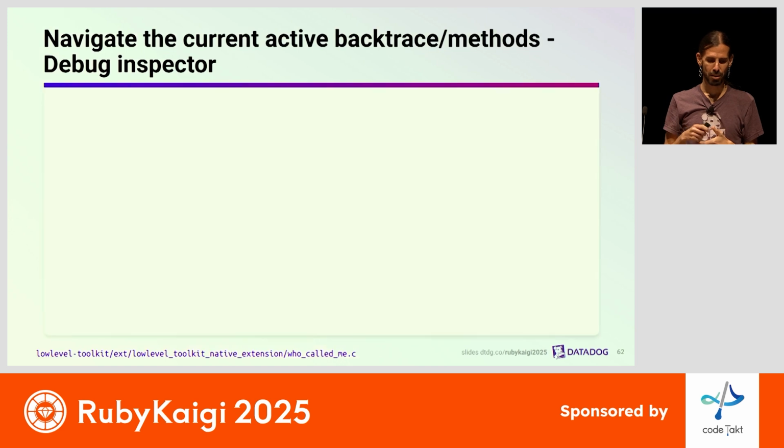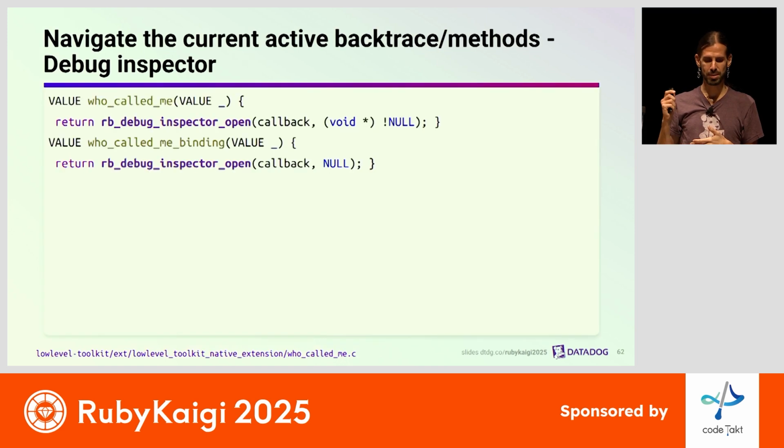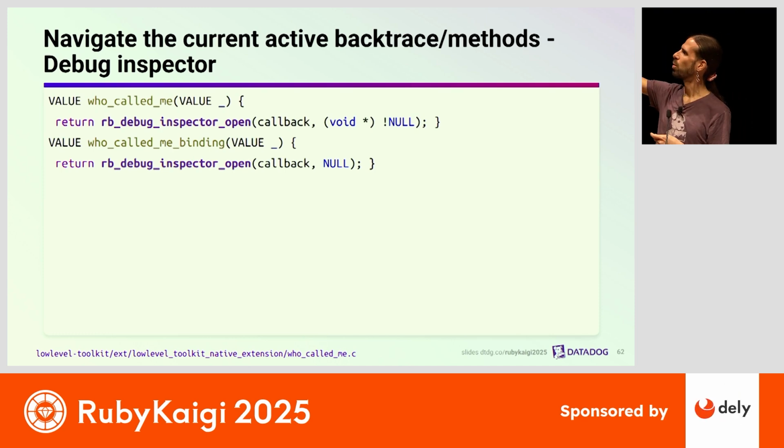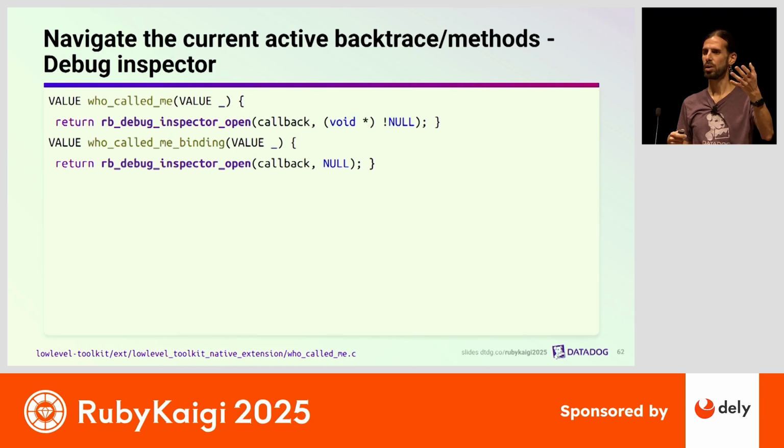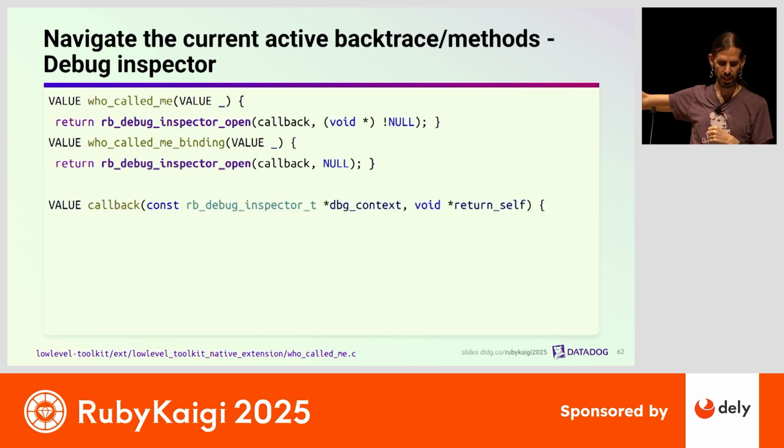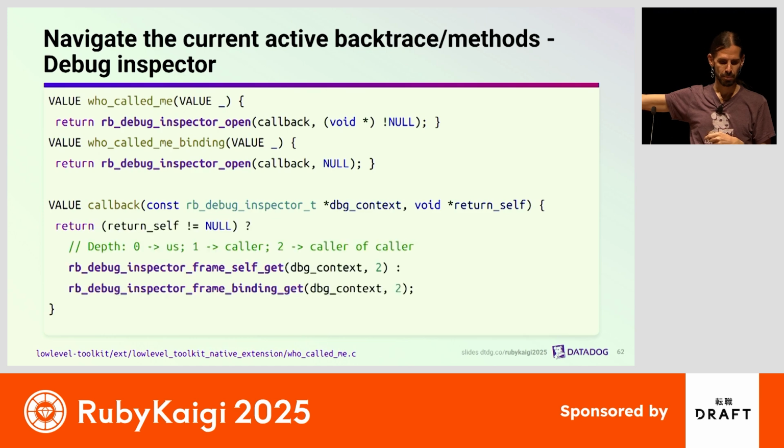It goes much deeper. So let me give you an example. I'll jump directly to C code, and I will build two helpers: the who called me helper and the who called me binding. The idea is that who called me, when you call it from Ruby code, will give you the object that called you. And who called me binding is the binding of the object that called you. We do this by calling debug inspector open. Then inside our callback, if we ask for who called me, we use RB debug inspector frame self get. If we ask for the binding, we get debug inspector frame binding get.